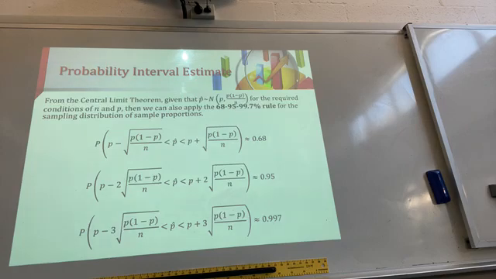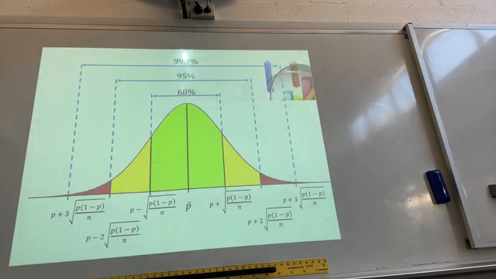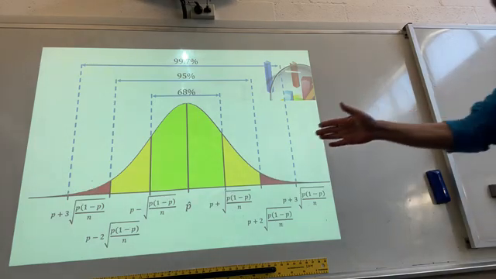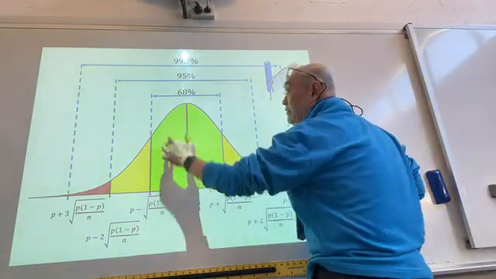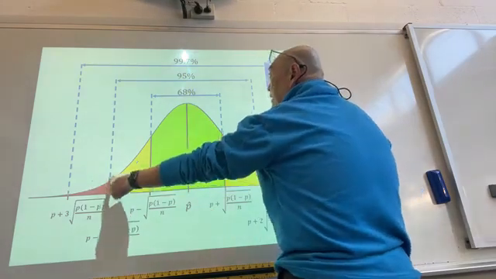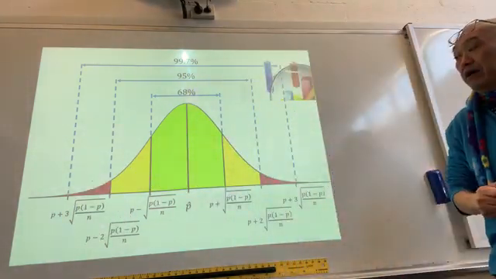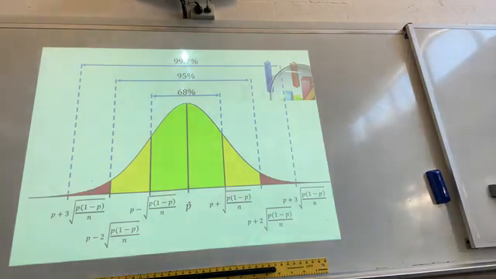You've got to make sure that you know which one is mu and which one is sigma. So expected value is mu, or the mean, and sigma is, in this case, the square root of p(1 minus p) over n. Just use a diagram to make it a little bit clearer: between the mean and 1 standard deviation is 68%, then 2 standard deviations, and 3 standard deviations.